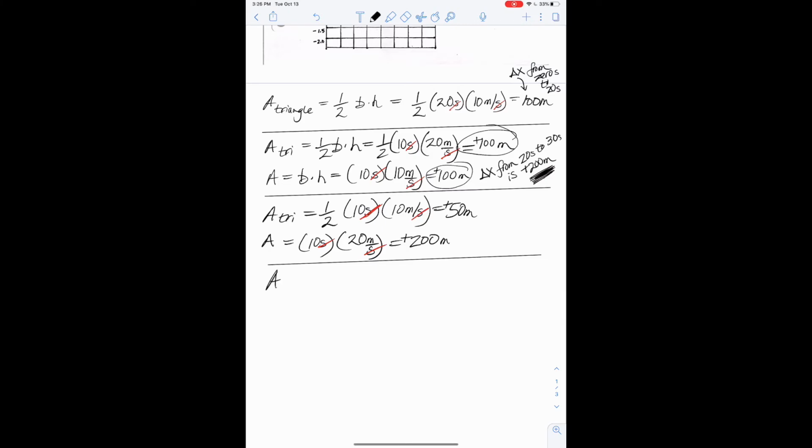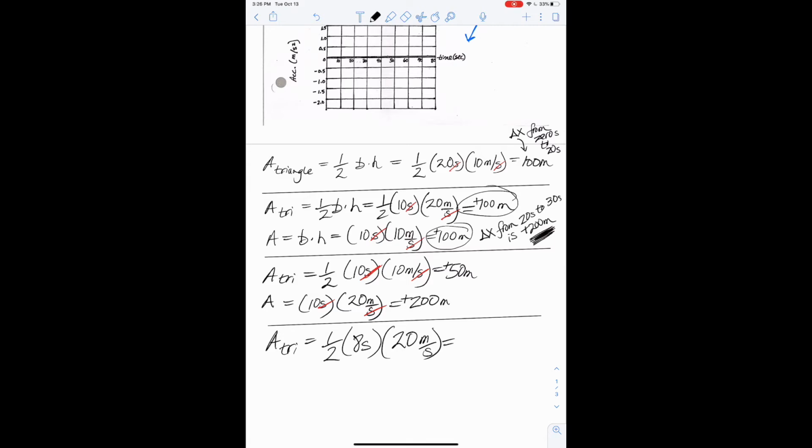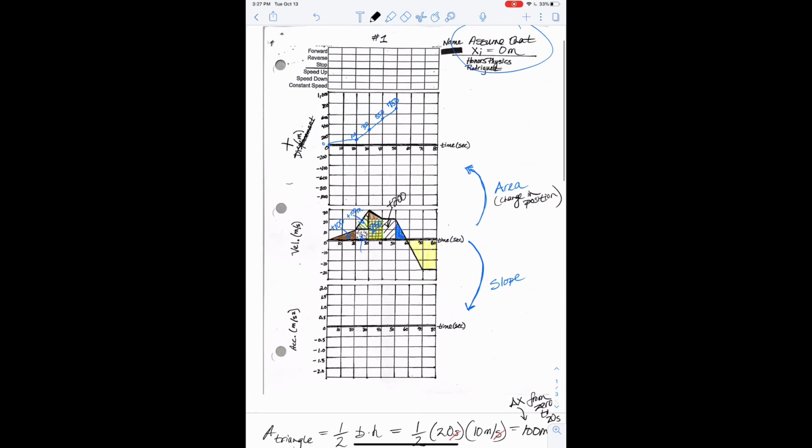So let's go down here and get this area here. We're saying the area of this triangle is equal to 1/2 8 seconds, right? Times the height there, which is 20 meters per second. I think it was 20. Yeah. Yep. All right. So once again, cancel those units off. Probably my favorite thing to do is cancel away units. I don't know why. But anyways, all right. 20 times 8 is 160 times 1/2 is 80. So we're saying that this is equal to 80 meters. Once again, positive. All right. Positive 80 meters. So we're saying that this blue triangle is positive 80 meters.